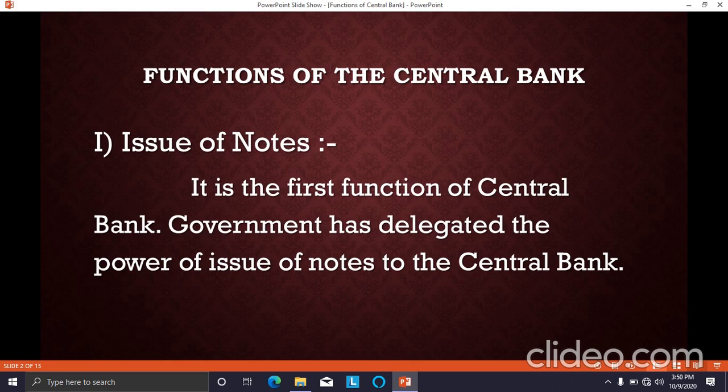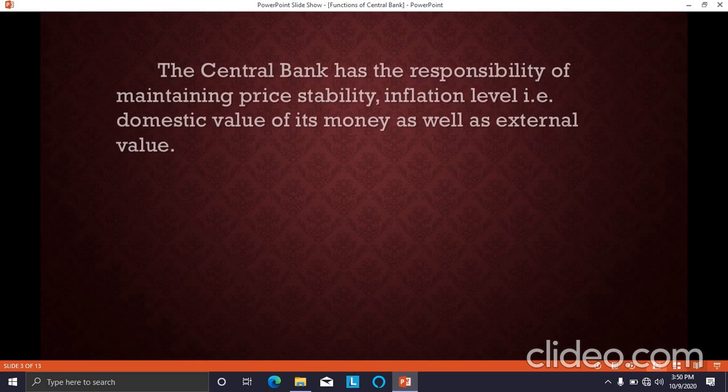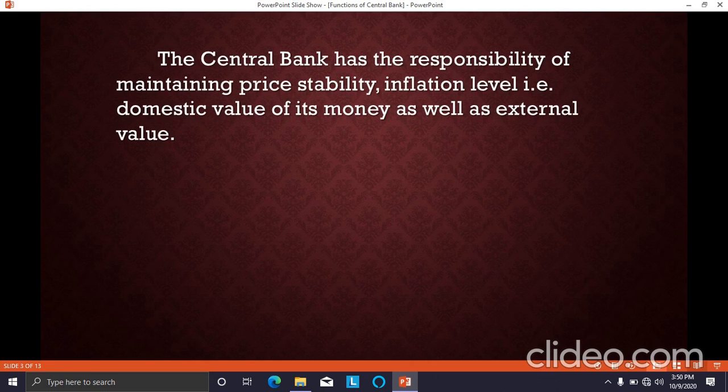Actually, it is the prerogative or authority of the government to issue the notes, but this authority has been delegated to the central bank by the government. While issuing the currency notes, central bank has certain responsibilities. Central bank has to maintain price stability in the country. It has to control the inflation level. It has to check the domestic value of money as well as the external value of money.